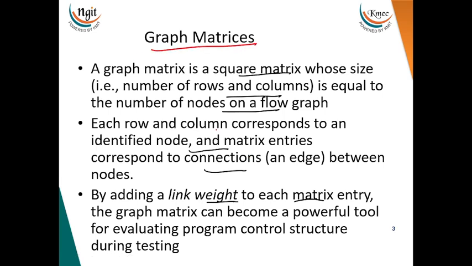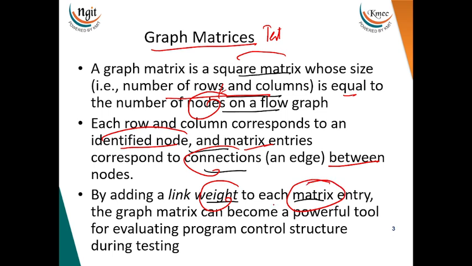What do you mean by graph matrix or graph based testing? Graph matrix is a square matrix whose number of rows and columns is equal to the number of nodes. Do remember, rows and columns are equal to the number of nodes. Each row and column corresponds to identified nodes, and matrix entries correspond to the connections. By adding a link or if you give the weightage, we can have a matrix entry.